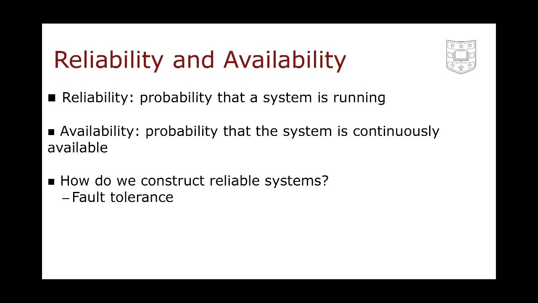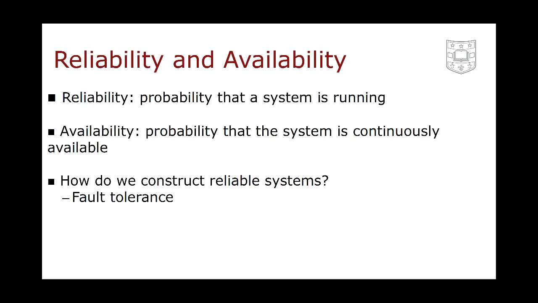Availability is the probability that a system is continuously available, which is a bit of a recursive definition. Think of it as a percentage. Over a period of time, what percentage do I expect this to be available?